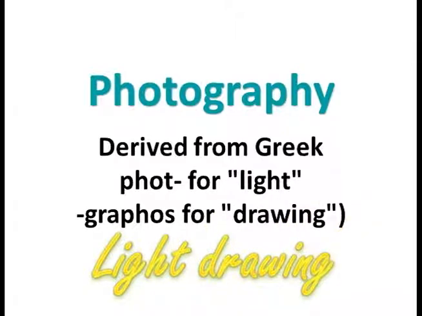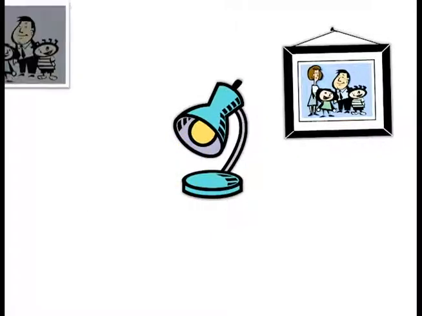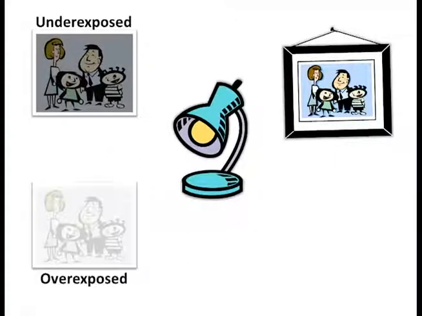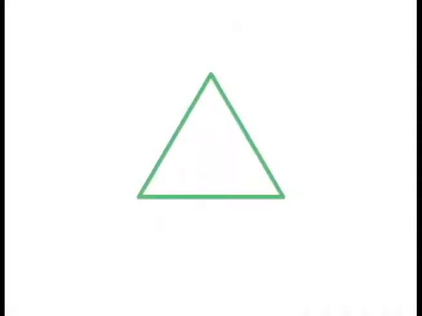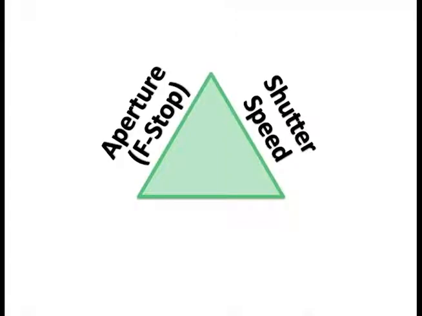Exposure refers to the amount of light the sensor or film is exposed to when you take a picture. It determines how light or dark the image will appear. Too little light and your image will be underexposed. Too much light will result in an overexposed image. Exposure consists of three elements, and together they form what is commonly called the exposure triangle. These three components are aperture, or f-stop, shutter speed, and ISO.